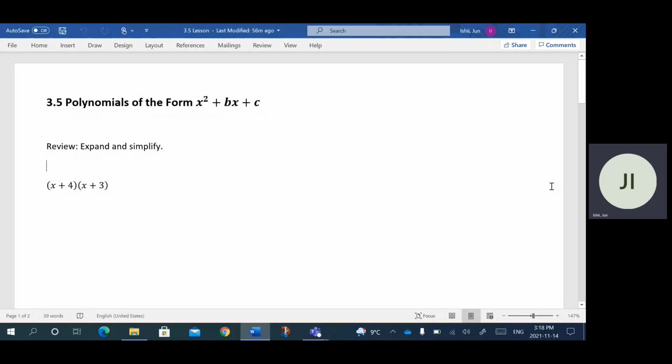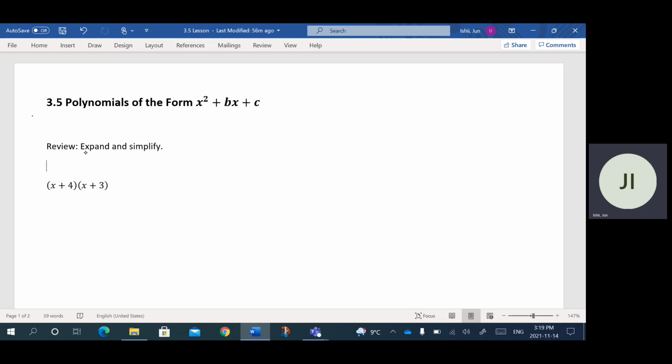All right, so in this lesson, we are going to move on to more factoring. Last lesson was kind of an introduction where we found the greatest common factor of polynomials and factored them out. So for this lesson, we're going to be looking at more complicated polynomials to factor. But to start off with, we're going to do a little bit of review.